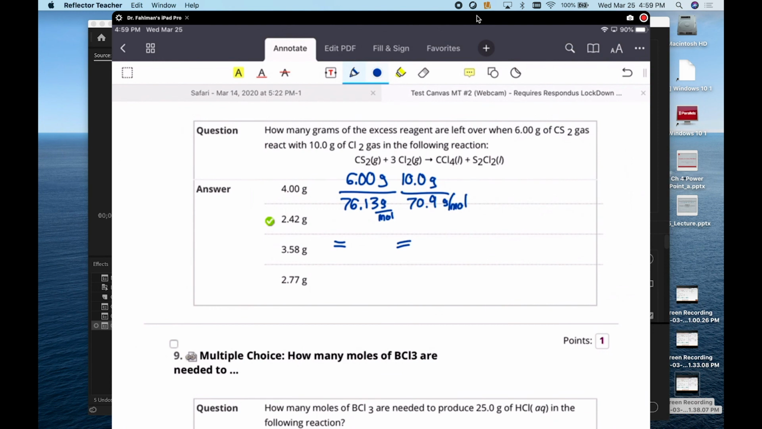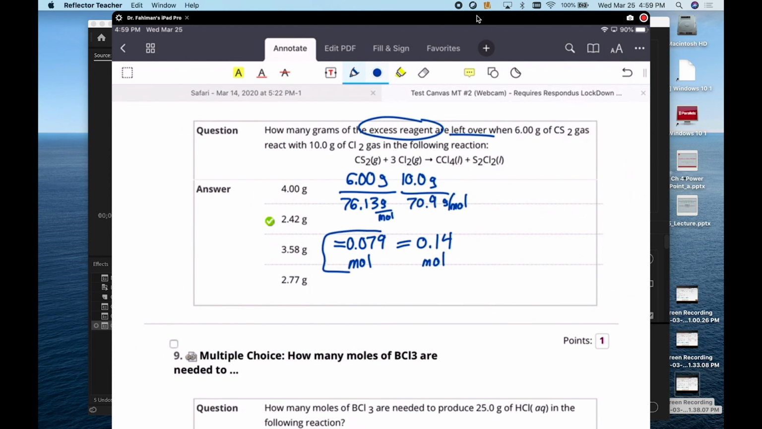Okay, so 6 divided by 76.13 is 0.079 moles. And then this one is 10 divided by 70.9, 0.14 moles. So in this case, it's asking how many grams of the excess reagent are left over. It works out easier if you find out how many moles you need and how many you have. And so I always like multiplying instead of dividing.